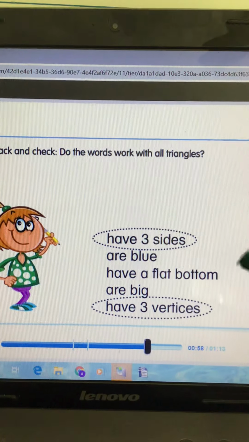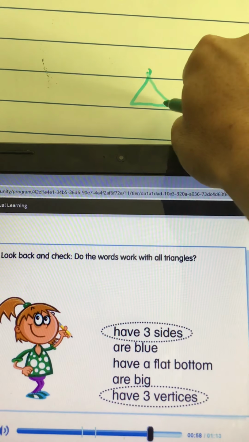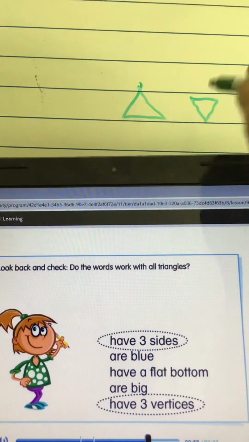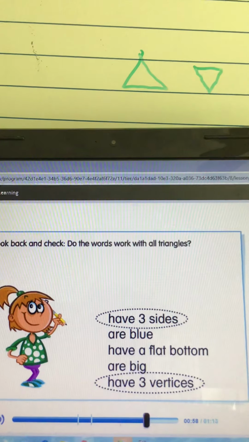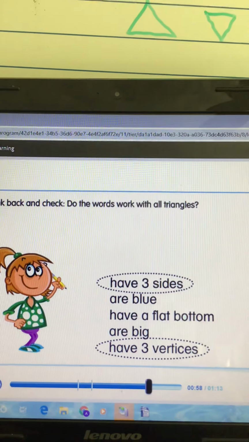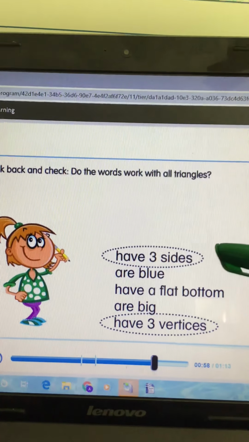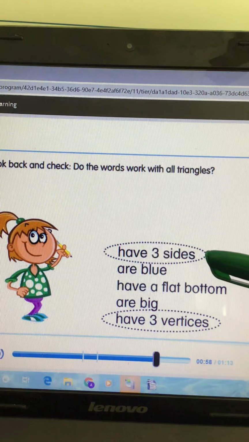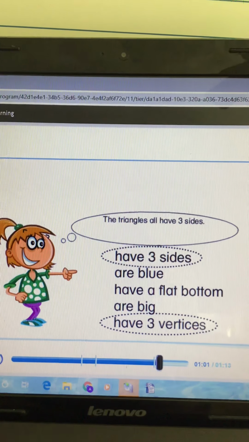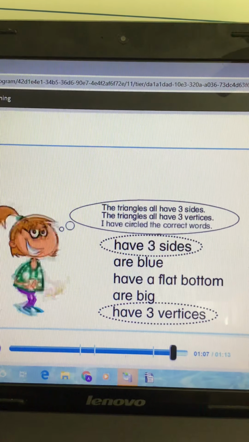All triangles do not have a flat bottom. So this is what they're talking about, that the bottom part is flat. A triangle can go this way, be pointed on the bottom, and still be a triangle. So we can't circle that one. And then are big. All triangles are not big. They can be all different sizes, okay? So the only two clues that told us about all triangles are that they have three sides and they have three vertices. The triangles all have three sides. The triangles all have three vertices. I have circled the correct words.